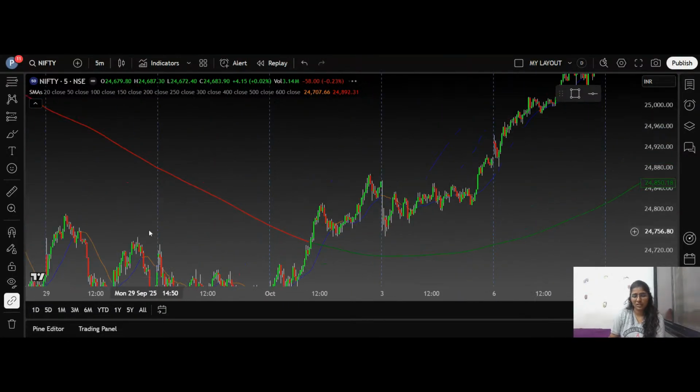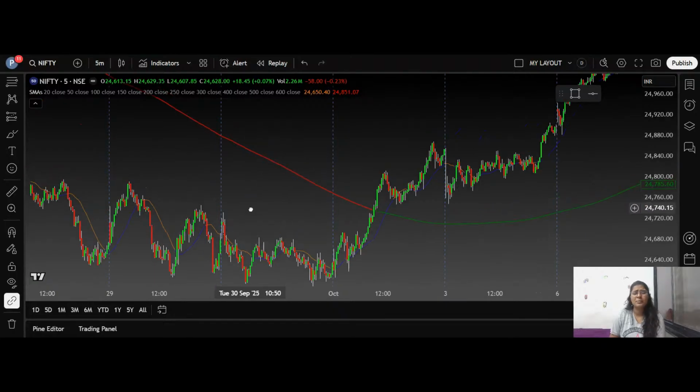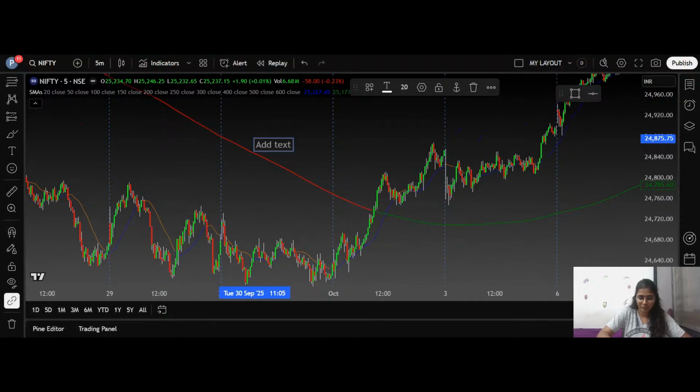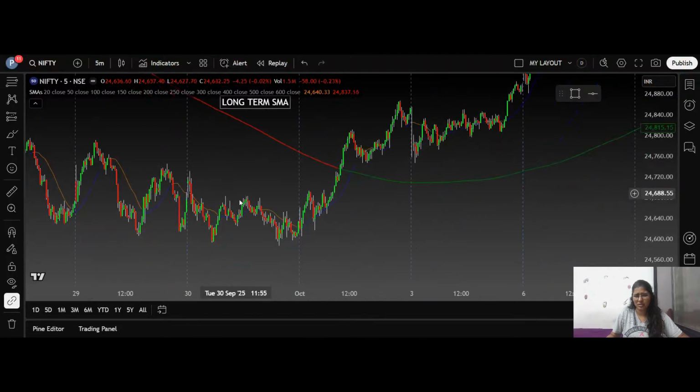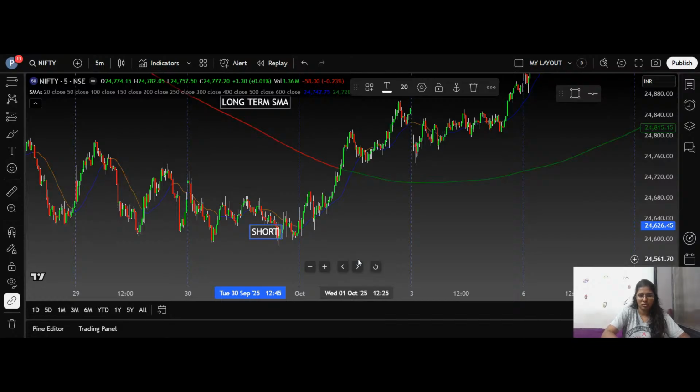Wait, I'm going to write it here. This is 30 September 11:45. So this is a long-term SMA. Why did I write it here? Because here is a crossing. You can see here is a crossing, so I wrote here long-term SMA, and this here is the short-term SMA.